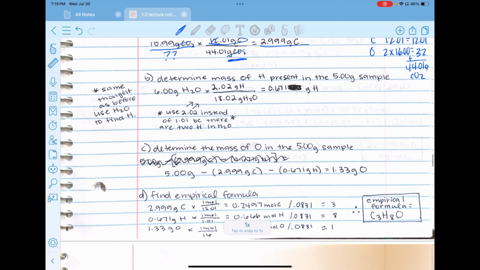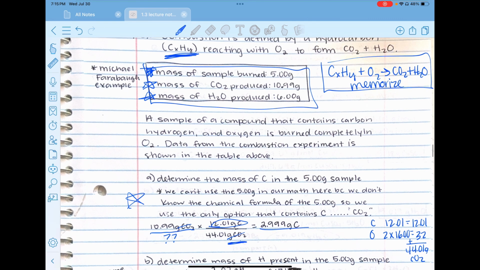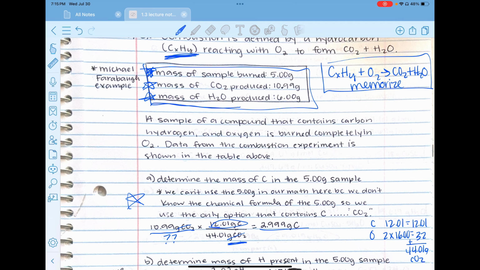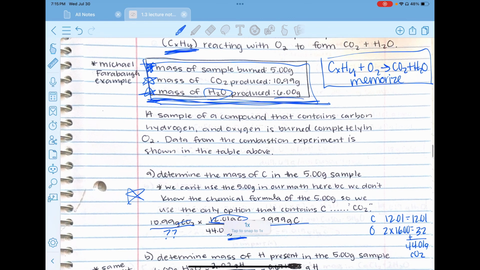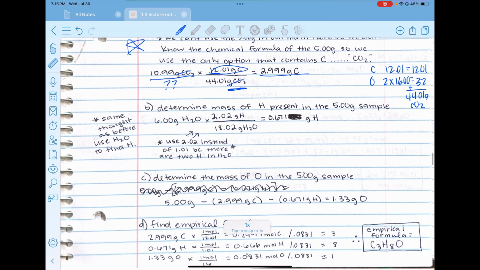Part B. We are told to determine the mass of hydrogen present in the 5-gram sample. The exact same thing we just did, but we're dealing with hydrogen this time. Well, here's the thing, just like before, it didn't tell us the carbon in the chart. It doesn't tell us the hydrogen in the chart. So what we want to do is choose the next best thing, the option that contains hydrogen. So this time we want to use H2O to solve our problems. Now, a given number of H2O is 6.00 grams. So we're going to start this problem with 6.00 grams of H2O.